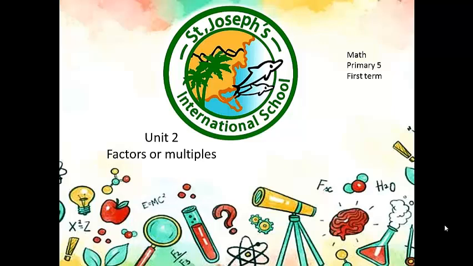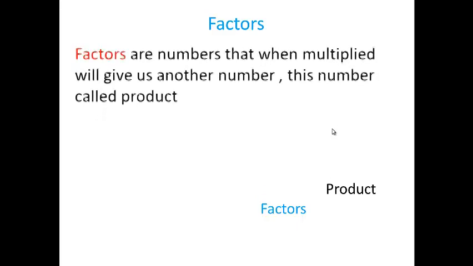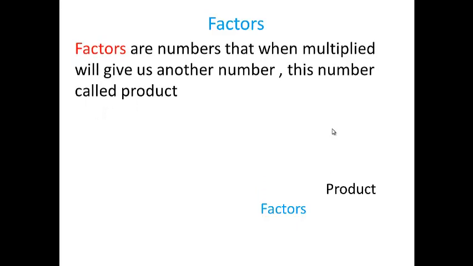Today we will talk about factors or multiples. Let's see, factors are numbers that when multiplied by each other give us an answer. This answer is called the product. 1 multiplied by 8 is equal to 8. 1 is a factor, 8 is a factor, and the 8 after the equal sign is called a product.